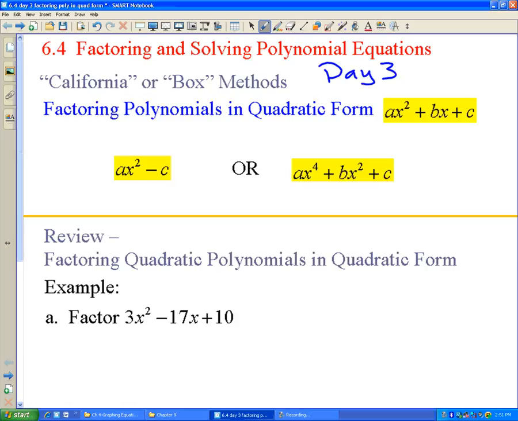So we want to do the California, or what's also been called the box method. Factoring polynomials in quadratic form, ax squared plus bx plus c. Can I make my equation match in some way, shape, or form ax squared plus bx plus c? Or can I make it look like a difference of two squares, which means I might have an x to the fourth or an x to the sixth somewhere in there. Let's see how this works.